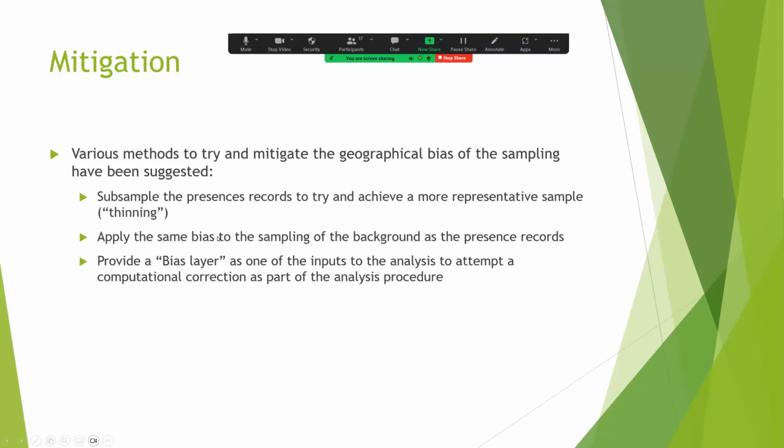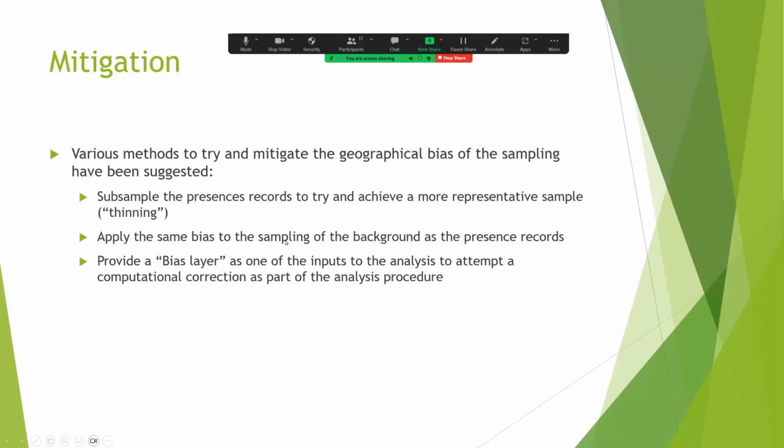The second thing we can do is try and bias the sampling of the background to match the bias of the presence records. And one way of doing that is to take all the places that the Hoverfly Recording Scheme has visited and actually take your sample from that subset of visited squares rather than from the whole map. And therefore that should give you a background sample that's similarly biased towards the southeast and away from the northwest, the same as the species record is.